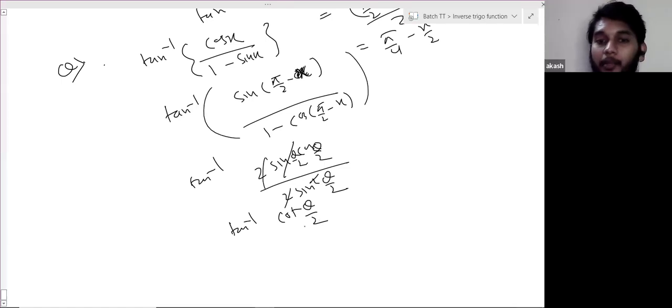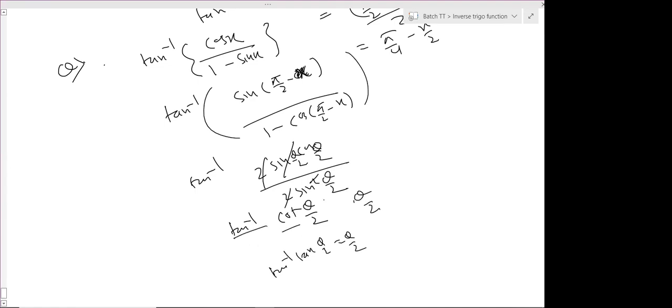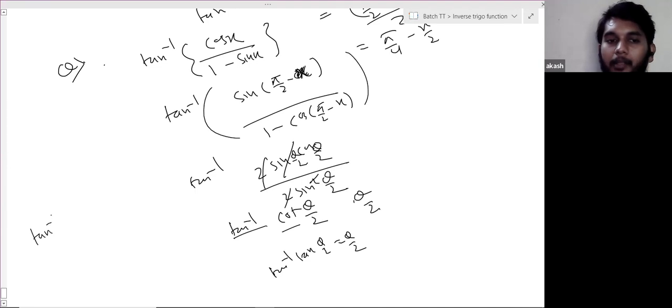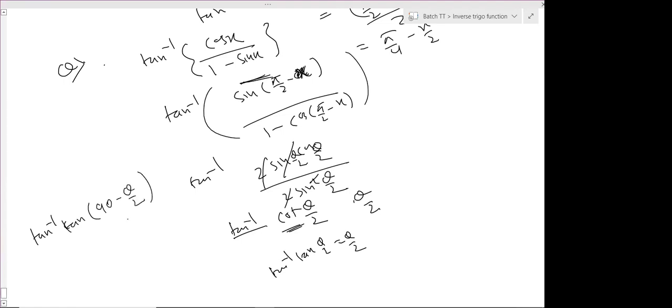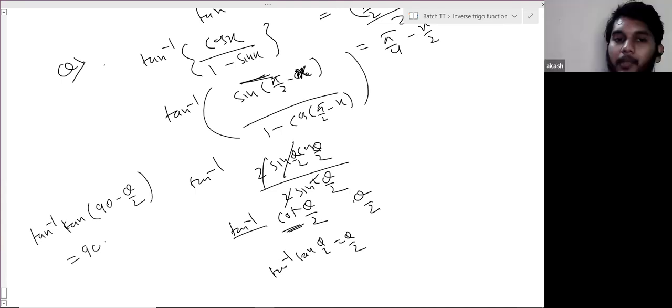No, tan inverse cot theta by 2 is not theta by 2. Tan inverse tan theta by 2 is theta by 2, right? Yes, sir. We have tan inverse and cot, so how can we do this? We can simply write tan inverse, and again see what we did here. Cot theta by 2, we can write tan of 90 minus theta by 2. Right? Yes, sir. So this answer will be 90 minus theta by 2. 90 means pi by 2. So pi by 2 minus theta by 2 will be pi by 2 minus x, whole divided by 2.